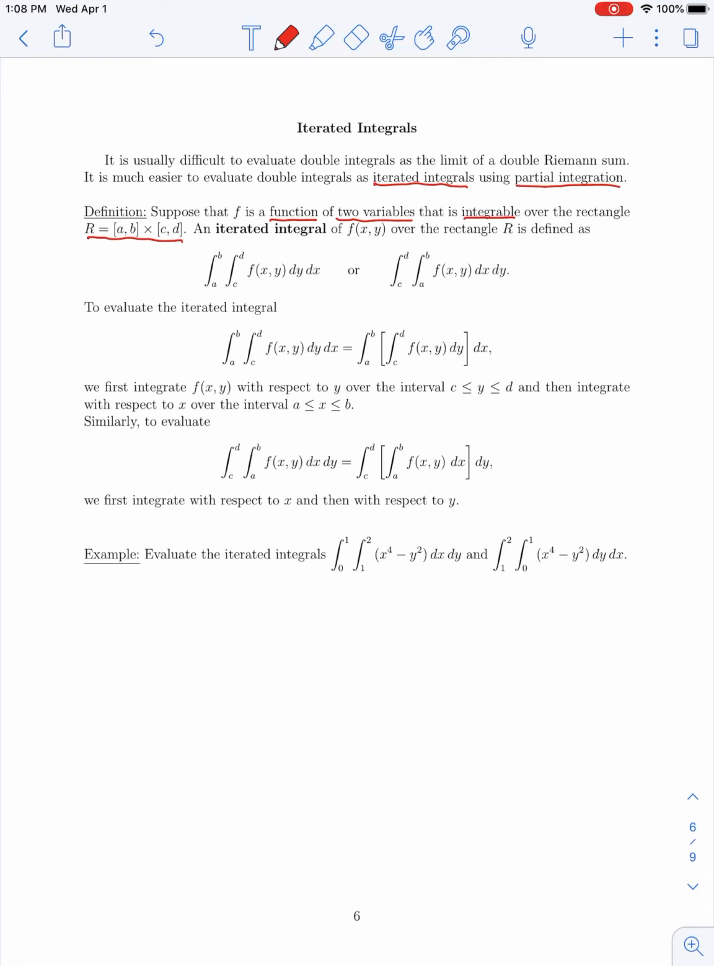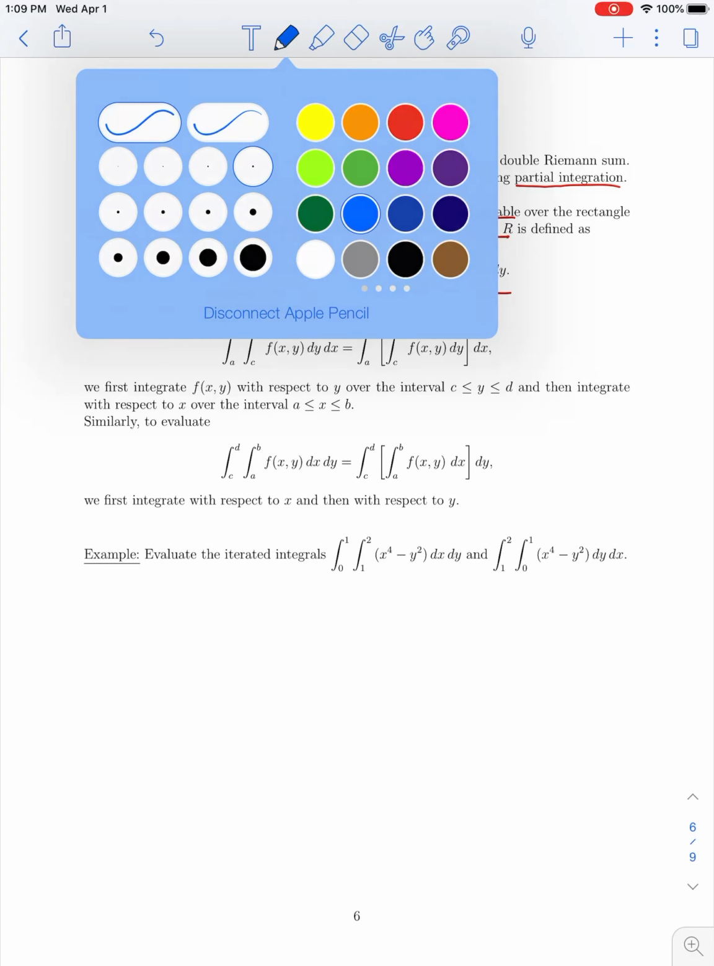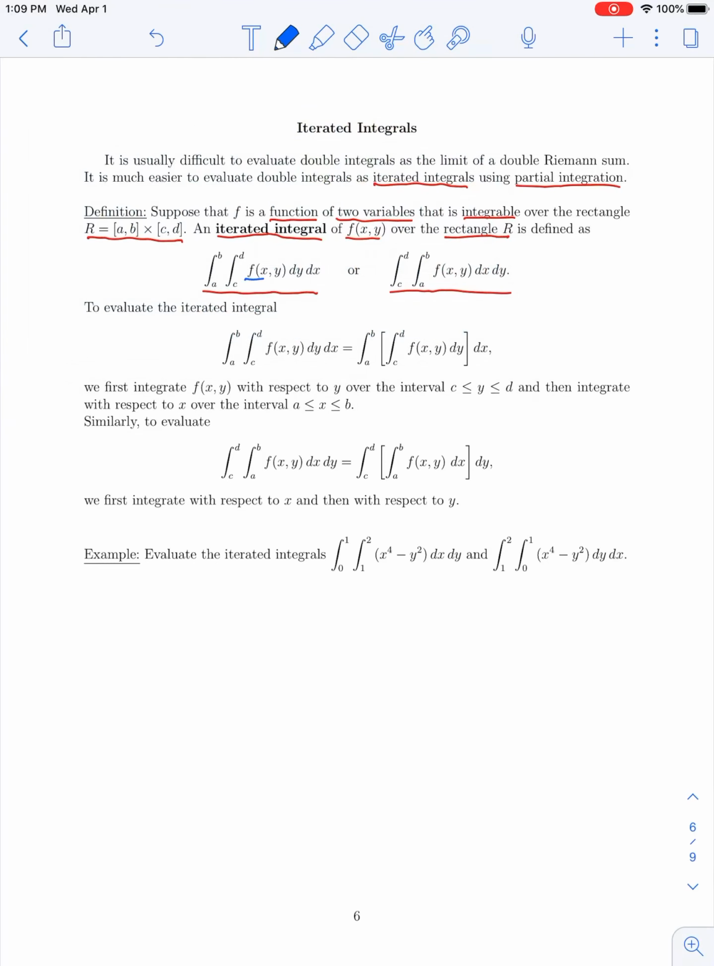So let's suppose that we have a function f of two variables, and it is integrable over some rectangle R, defined as [a,b] cross [c,d]. So here our x interval ranges from a to b and our y interval from c to d. So we would define an iterated integral of that function f over the rectangle R as either the following integral or this integral.